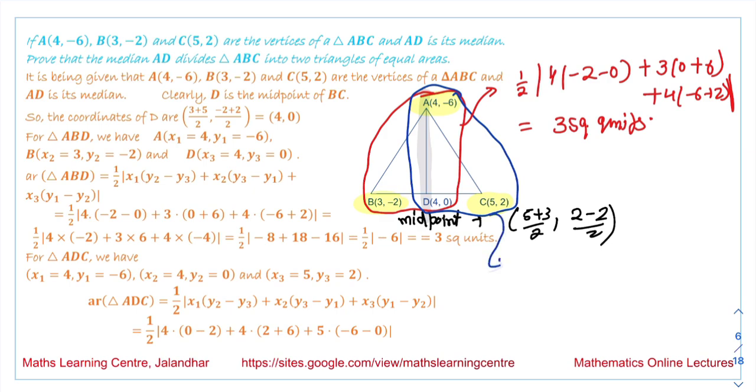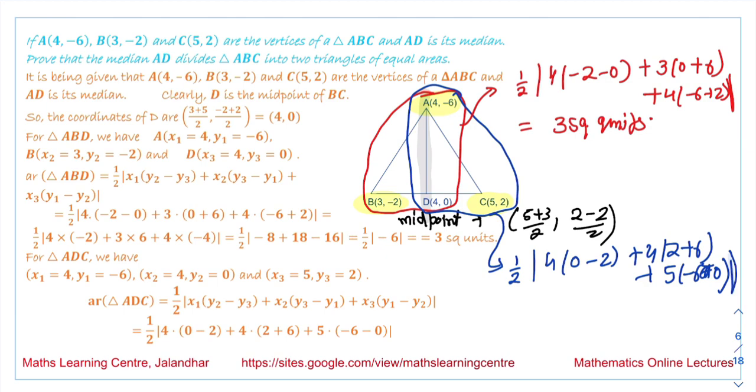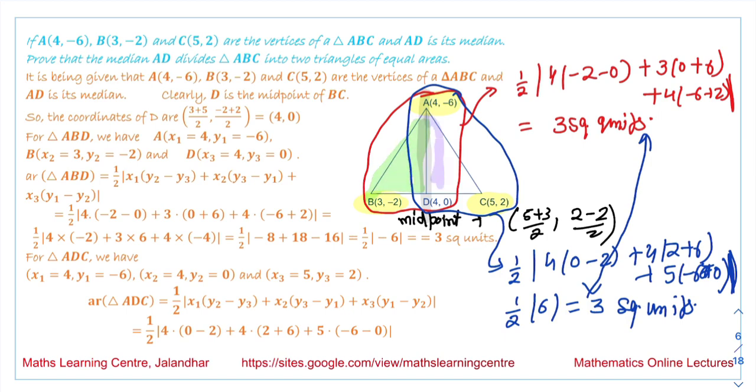When we are talking about this triangle over here, we are talking about ADC. The answer we will have is 1 by 2, 4 into 0 minus 2, plus 4 into 2 plus 6, plus 5 into minus 6 plus minus 0, and it is mod over here. So on solving this, you will get 1 by 2 into 6, that is equal to 3 square units. So what we get is that area of both these triangles, that is area of the triangle ABD and area of the triangle ADC, are equal, and this is what we have to prove.